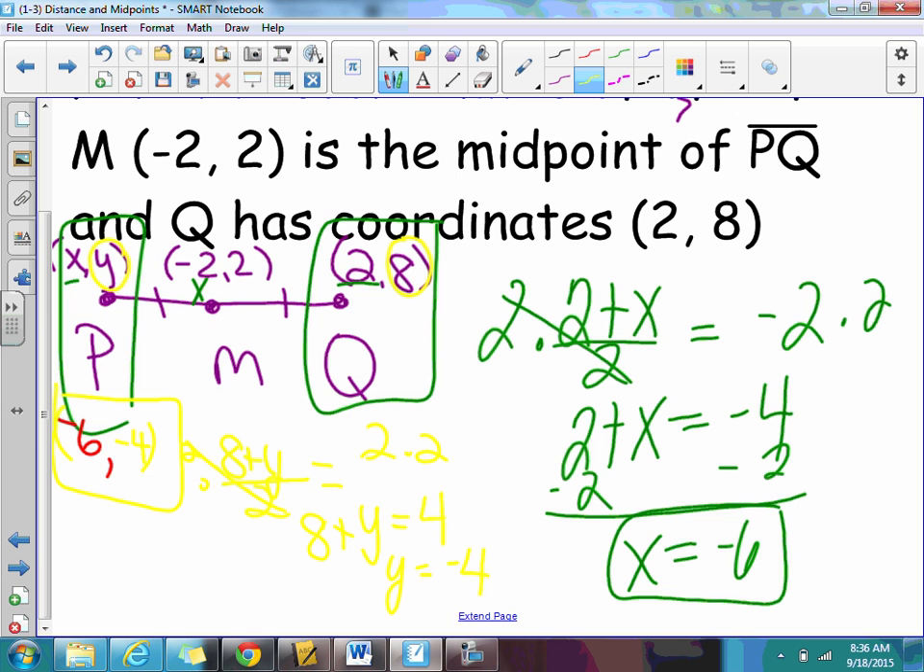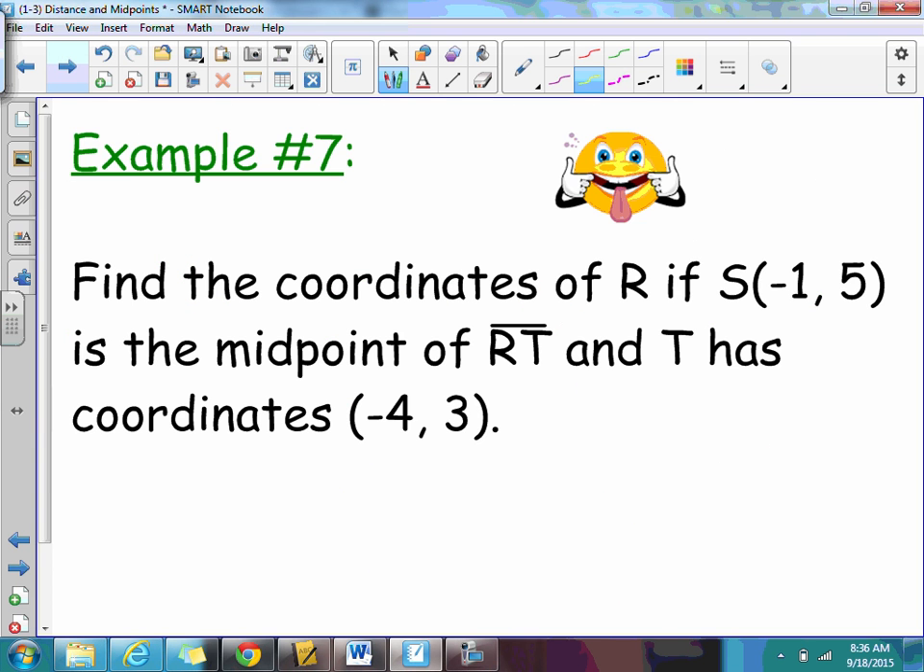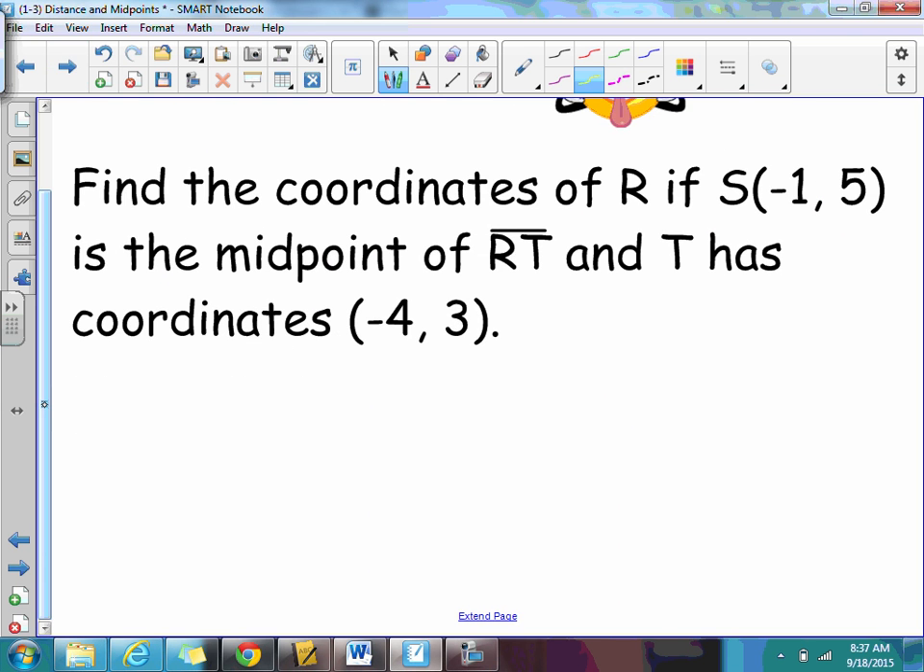We're going to do one more like that. Okay? Again, I'm going to get a picture going here so I can visualize it. So S is the midpoint this time, RT with S being in the middle. I know that S is (-1, 5). That's my midpoint. And I know that T is (-4, 3). I don't know what this is, so I'm going to call it x, y.